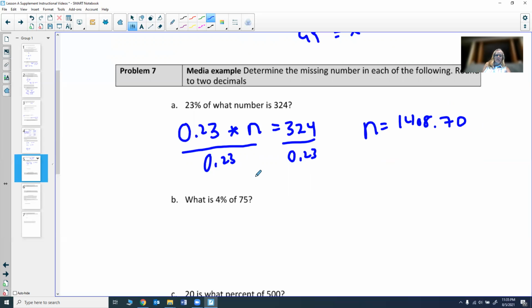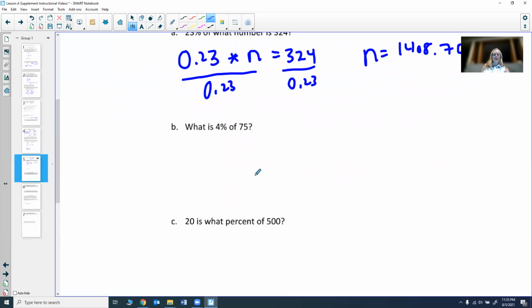All right, so let's try a couple more. What is 4% of 75? What is, that's my unknown, so I'm going to call it N, is 4%. Write the 4% as a decimal, 0.04, of again means multiplication. So we have N is equal to 0.04 times 75. In this case, you just need to multiply 0.04 times 75. You get what N is, and N is 3.